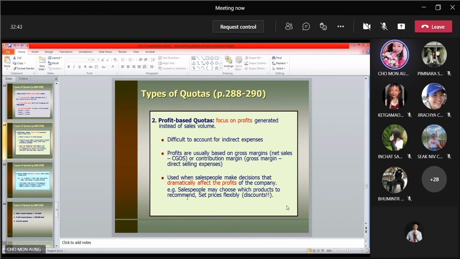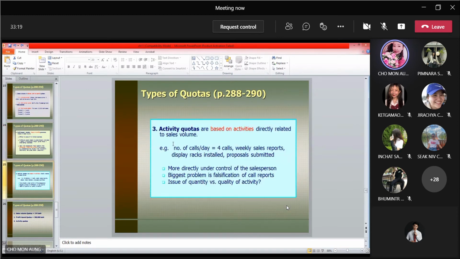So by using profit-based quota, we will tell our salespeople that, okay, whatever promotion, discount they use, that's their part, okay? But make sure that they need to maintain this profit level. They should not get lower than this profit level. You get it? So that is trying to control salespeople, not to give away very, very large promotions. Try to encourage them to reduce their expenses.